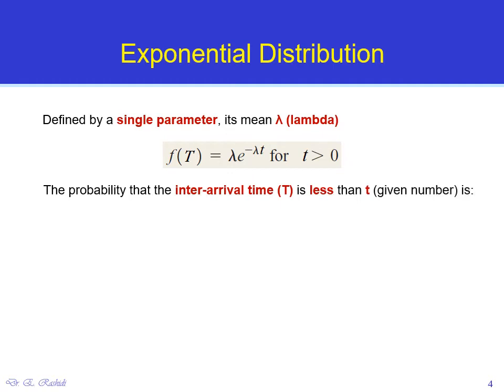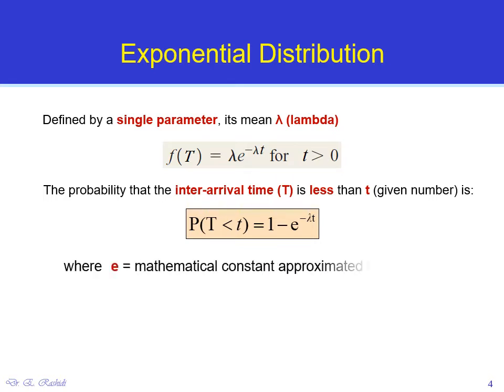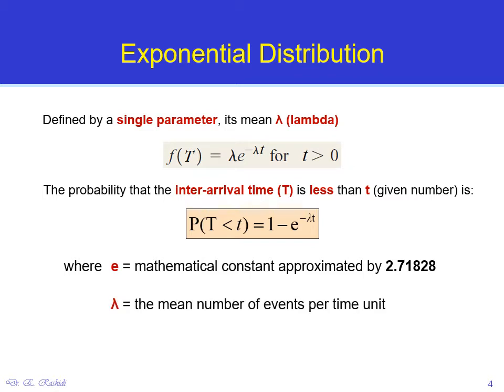The probability that the inter-arrival time T is less than t, where t is any given number, is as follows. Probability that T is less than t is equal to 1 minus e to the power of negative lambda multiplied by t. Here e is the mathematical constant, approximately 2.71828. Lambda is the expected value, or the mean number of events per time unit, and t is any value of the continuous variable, where t can be any positive value.